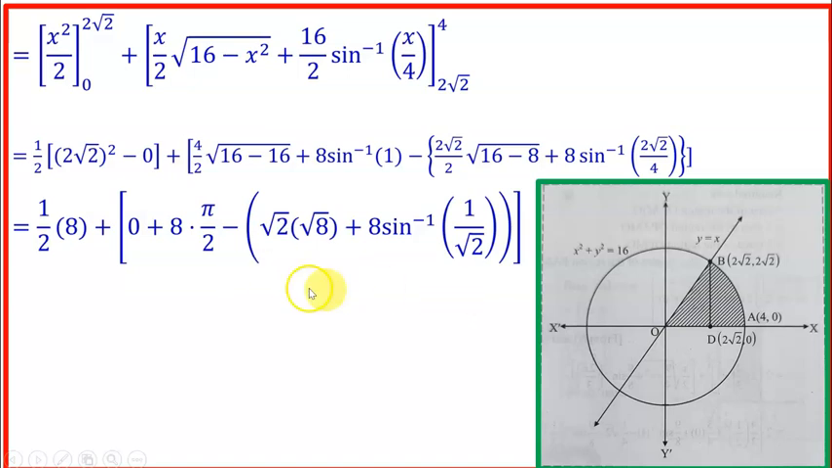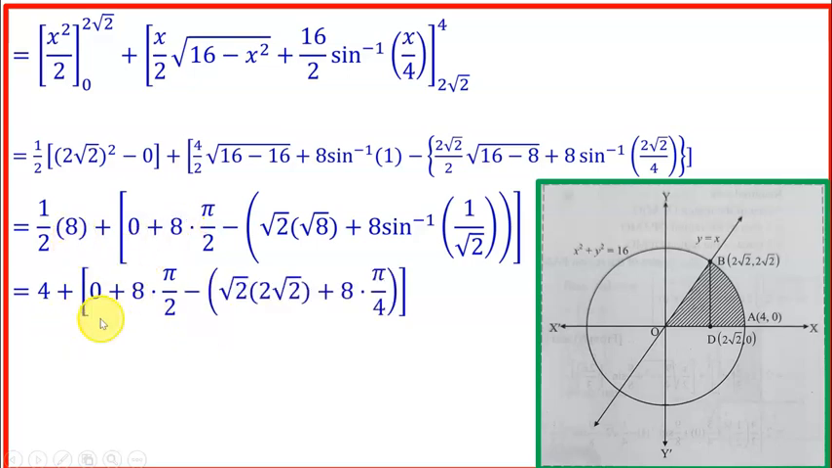And after simplification, you will get the first as 0. Sine inverse of 1 means pi by 2. Then 2 root 2 bracket square means 8, 1 upon 2 into 8. So 8 into pi by 2, and next root 2 into root 8 plus 8 sine inverse of 1 upon root 2. After simplification, therefore here is 4, next is 0 plus 8 into pi by 2. For root 2 into root 8, root 8 means 2 root 2. Sine inverse of 1 upon root 2 means pi by 4.